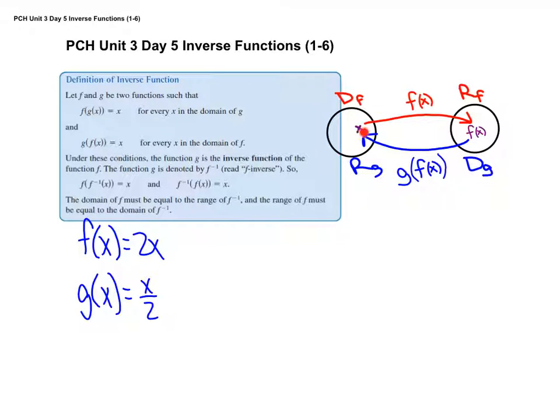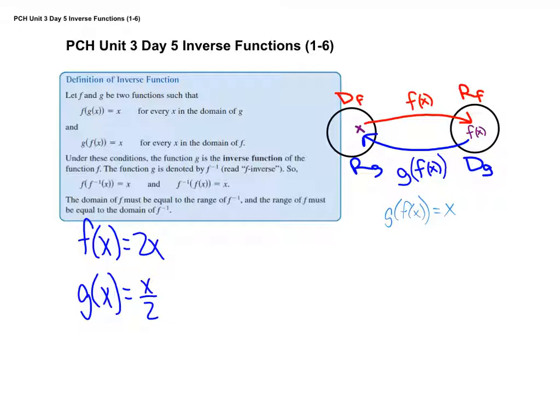F takes x and maps it to a value. G takes that value and maps it back to the original value, x. And that's that g of f of x equals x that we were talking about. g of f of x equals x. That's what ends up happening if they are inverses.